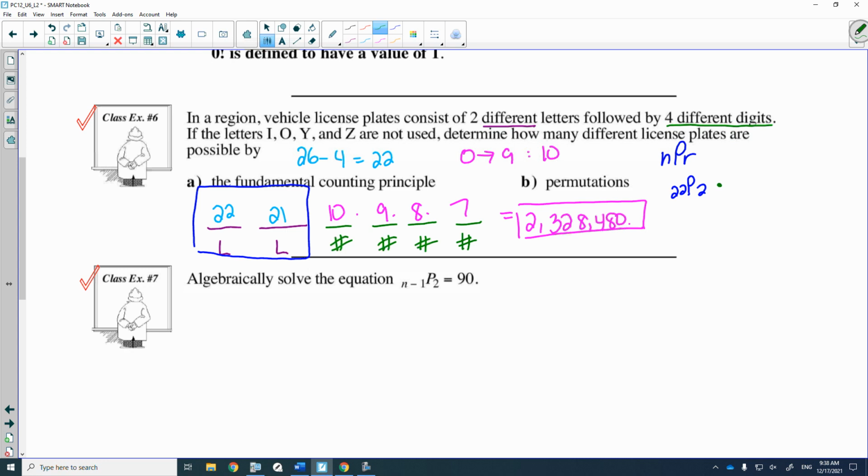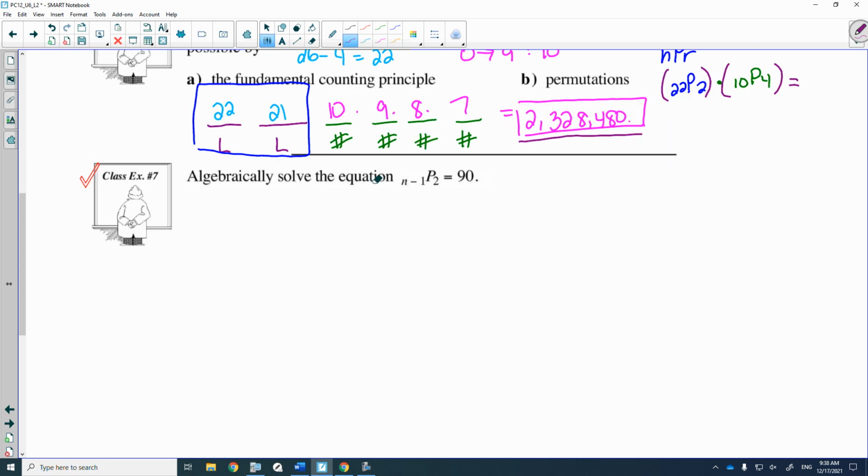times, right, because we have numbers now. So then we would say, okay, we had 10 available digits that we were permuting, and we had 1, 2, 3, 4 different stages. So that would be 10 permute 4. If you typed those into your calculator, so 22 permute 2 times 10 permute 4, pause this, type it in, double check, you will get the exact same answer of 2,328,480.